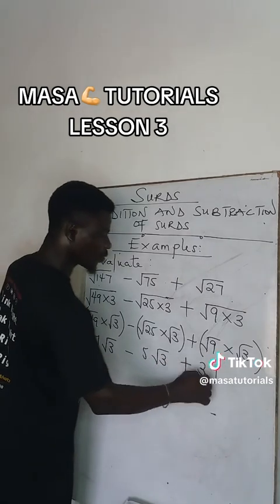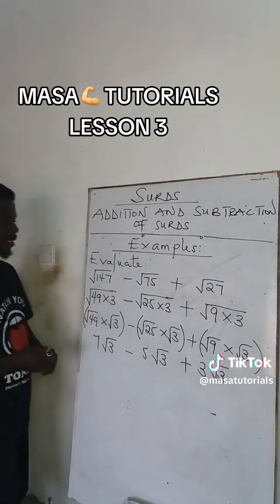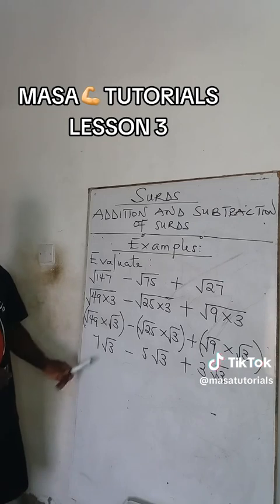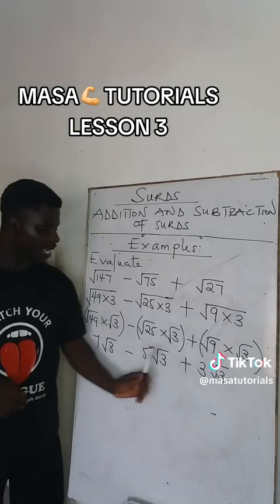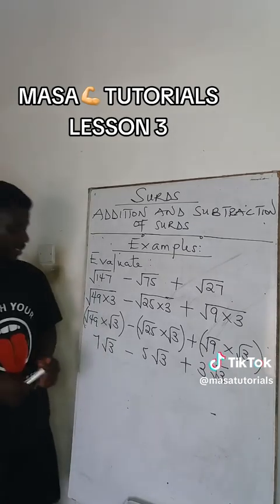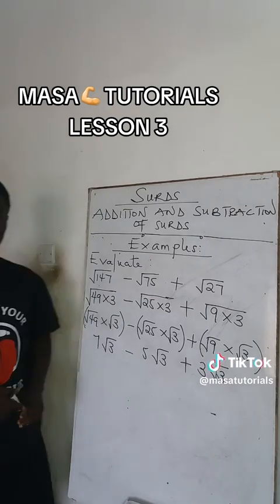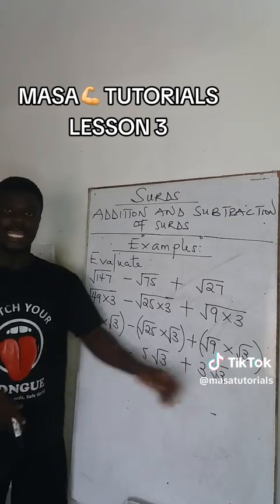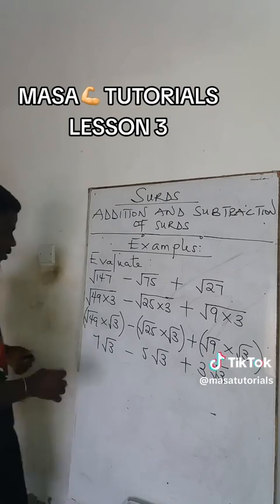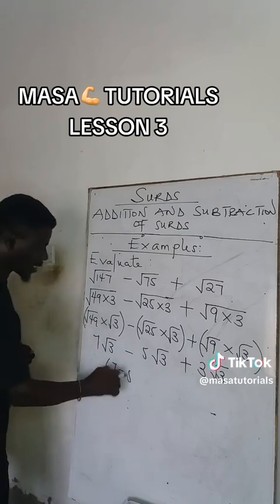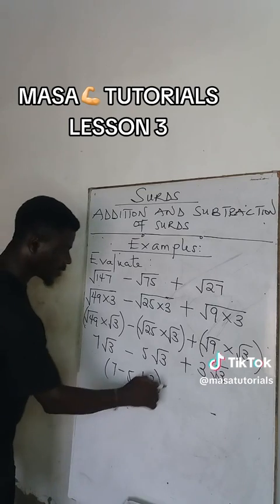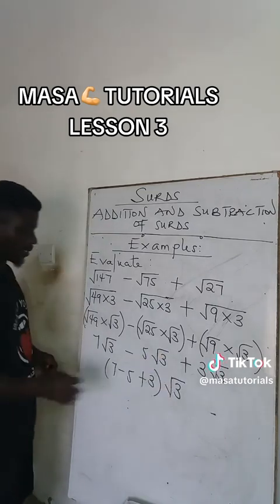You get 3 square root of what? 3 here. Now, you can see that they have the same root signs. So that's square root of 3, square root of 3, square root of 3. So we can subtract, then add their coefficients. So we get 7 minus 5 plus 3. Then we take one of the root signs.